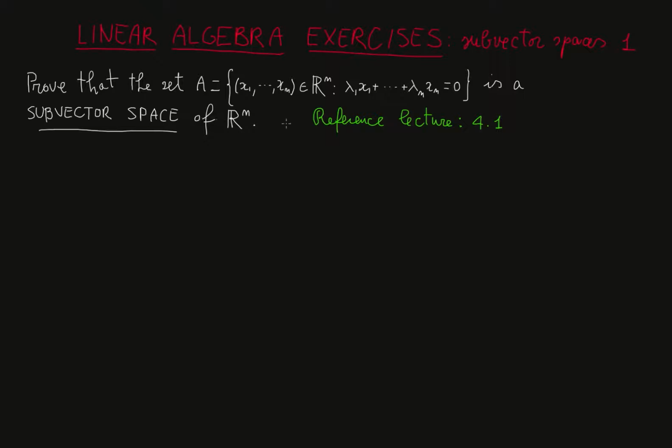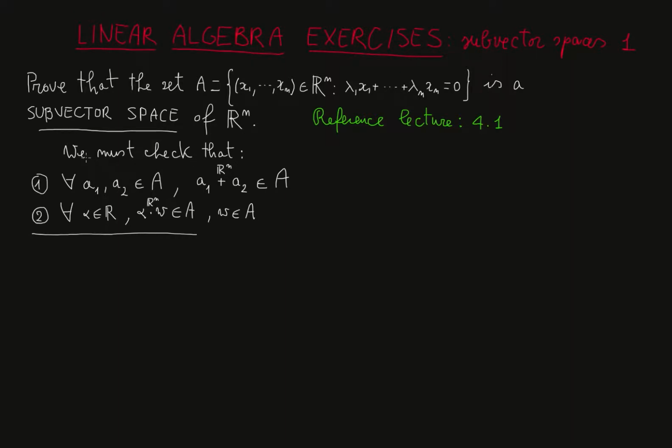Now, what's the definition of subvector space? That has been covered in lecture 4.1. According to the definition, we have to check two properties. The first is that if we take any two elements a1 and a2 in A, then if we sum them up using the sum structure of Rn, we get another vector in Rn, and we have to show that this vector is indeed in A, not only in Rn. This must hold for every a1 and a2 in the subset A.